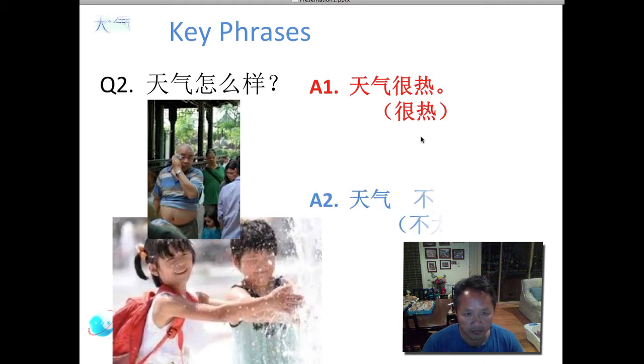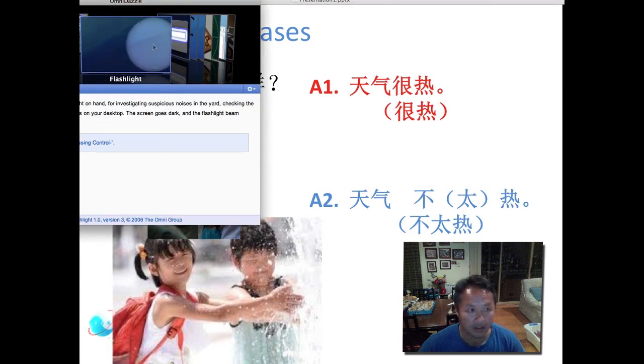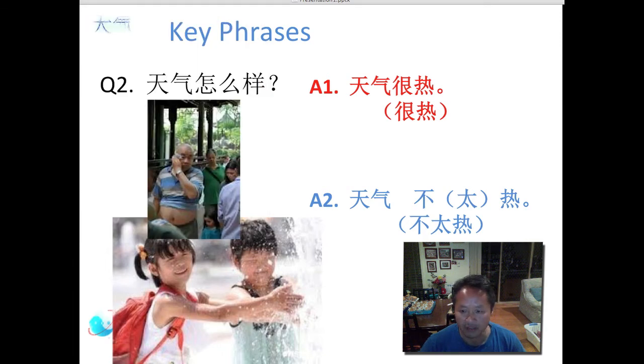Followed by the negative form. 天气不太热. Whenever you see a word in brackets, it could mean the option, meaning you can have it or you can leave it out. For example, the brackets over there, 太, T-A-I, fourth tone, meaning too, T-O-O. So not too hot.